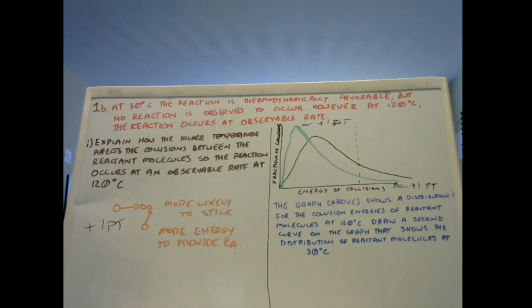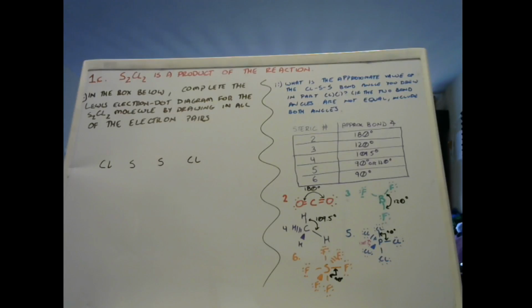Now on to C. 1C has the archetypical standard draw in the Lewis dot and then talk about the bond angle, or identify the hybridization, are the two common questions here. We're going to start by talking about the structure, and then we'll talk about the bond angle. In the box below, complete the Lewis electron dot diagram for the S2Cl2 molecule by drawing in all the electron pairs.